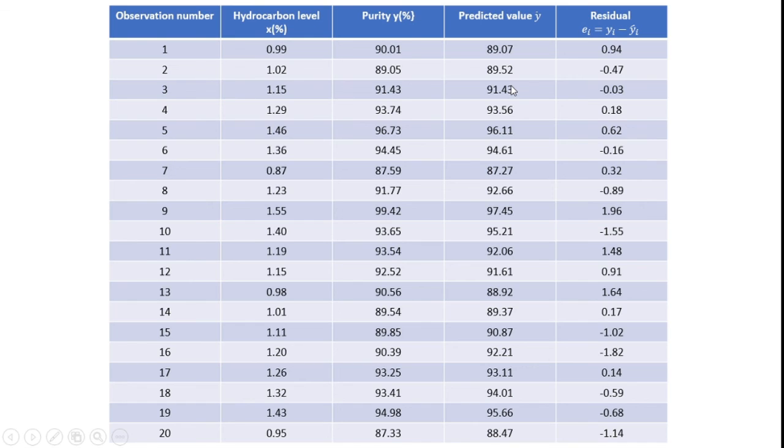Now I subtract the predicted value 89.07 from the experimental value, and I got 0.94. Likewise, I got the difference from the standard equation, which is known as the deviation between the experimental and the predicted value. It is the residual obtained from my equation, between the predicted value and the experimental value.